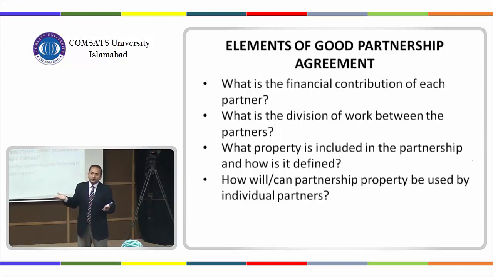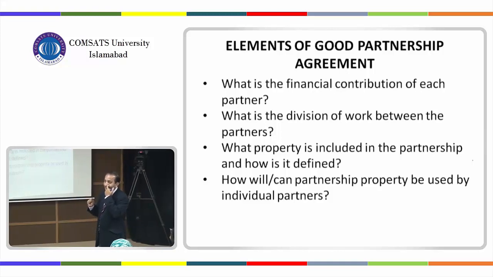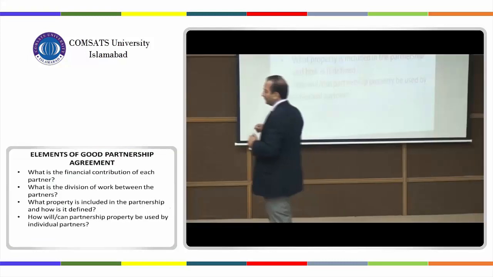So the allied school operates from 8 to 2, maybe let's say 8 to 3. After that, if one of the partners wants to run a tuition center there, what will his liabilities be? How can he utilize that asset in his personal capacity? What will be the give and take? That needs to be clarified.